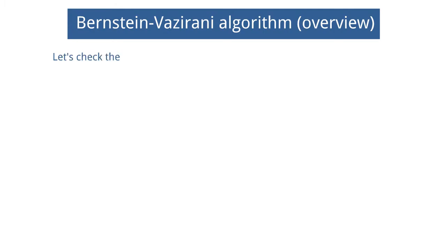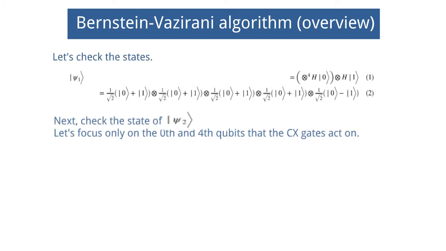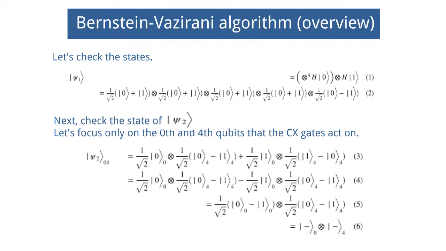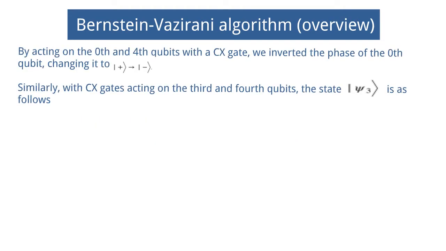Let's check the state of Psi1. Next, check the state of Psi2. Let's focus only on the 0th and 4th qubits that the CX gates act on. By acting on the 0th and 4th qubits with a CX gate, we inverted the phase of the 0th qubit, changing it from plus to minus.